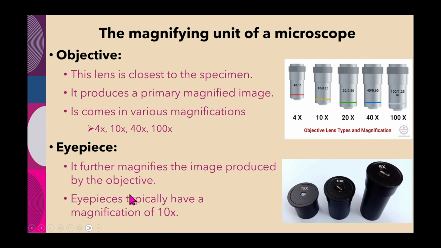Similarly, the eyepiece is also a lens. It further magnifies the image produced by the objectives. First of all, the image is produced by the objective lens, and then it is further magnified with the help of the eyepiece. Eyepieces typically have a magnification of 10x. This one.